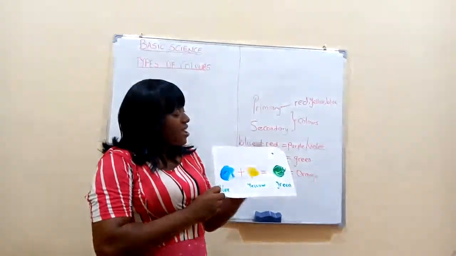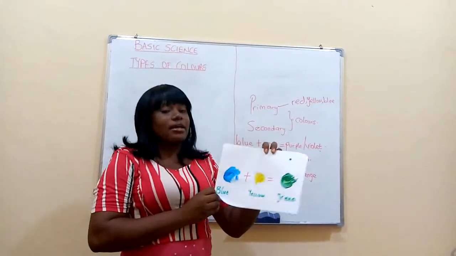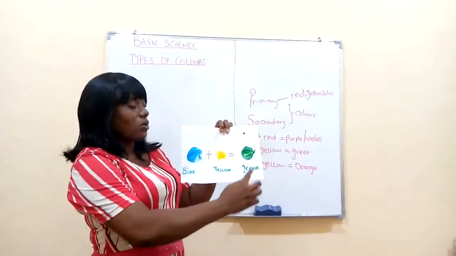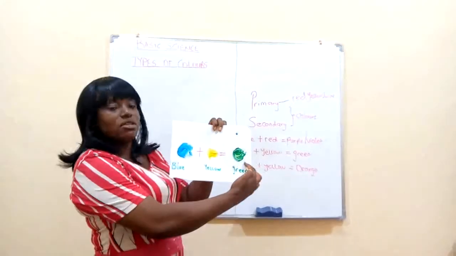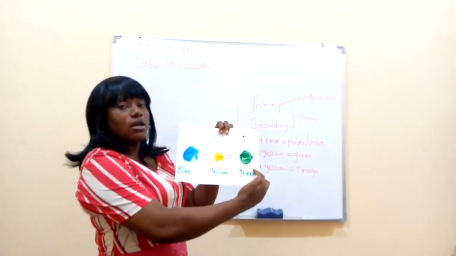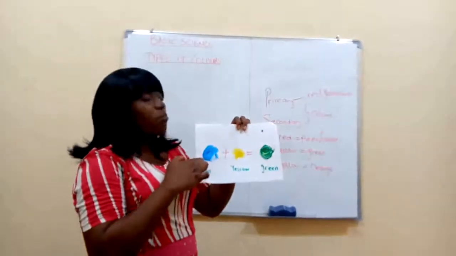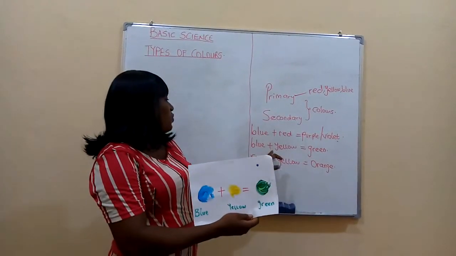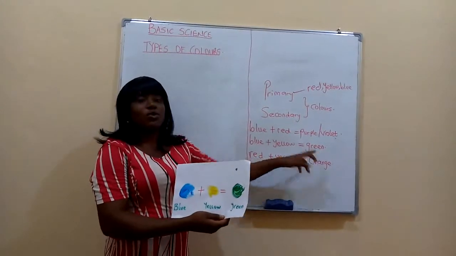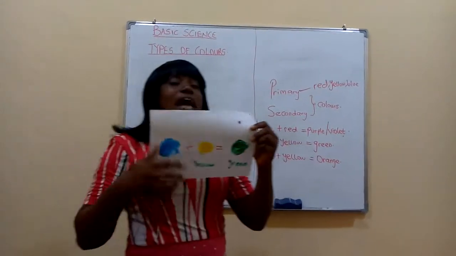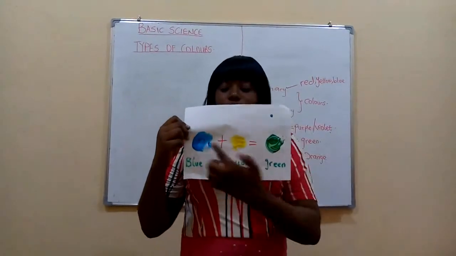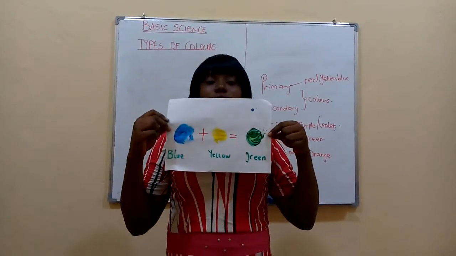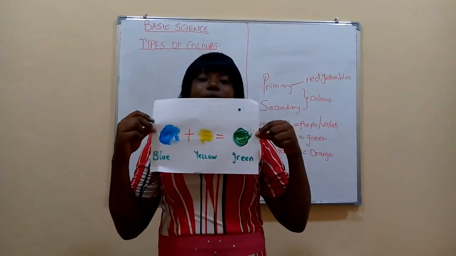Now, what I have here in my hand is a mixture of two primary colors, and our result here is the secondary color. You can see we have blue plus yellow on the board. Blue plus yellow will give us green. Now, look at this very closely. Blue plus yellow will give us green, okay?